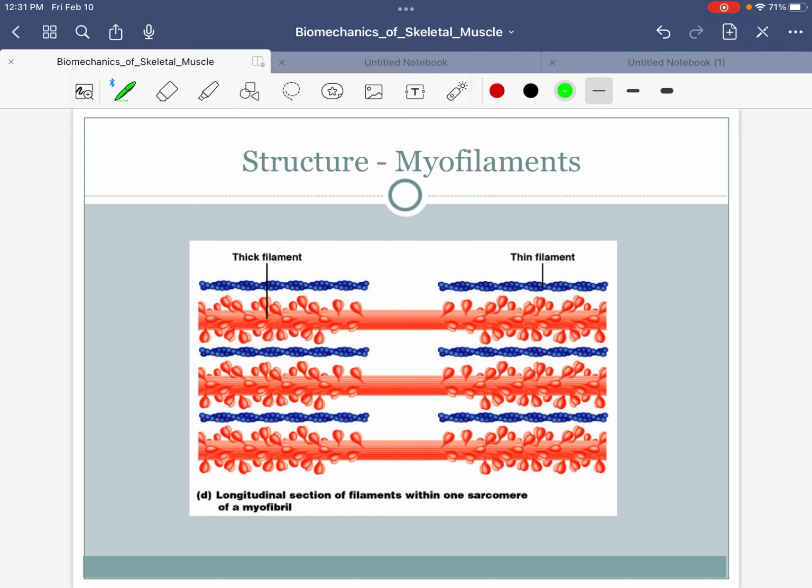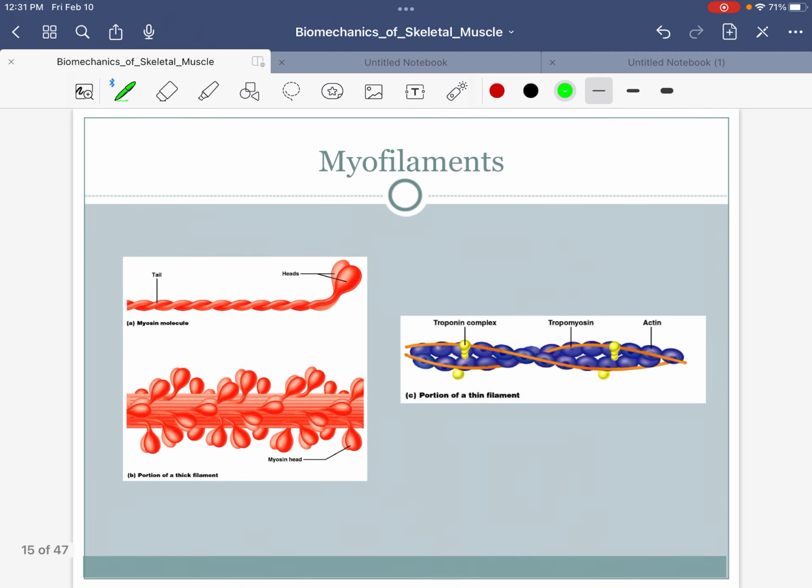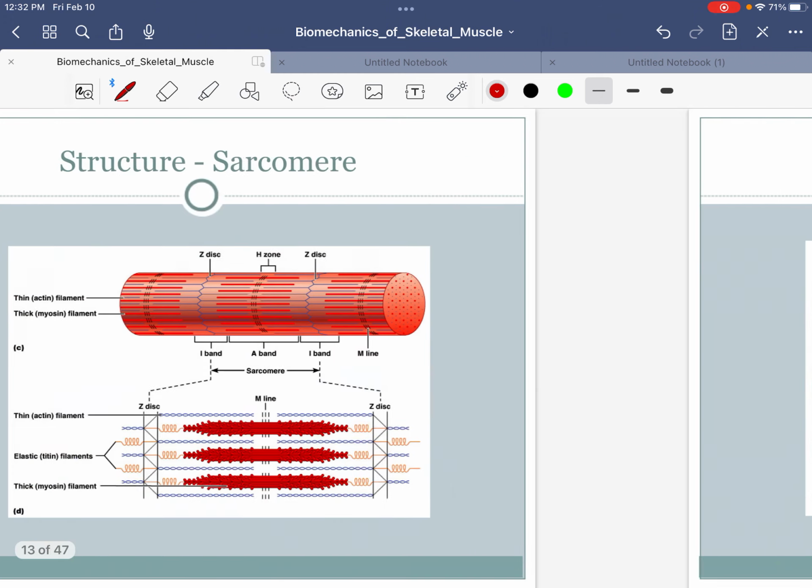We also already reviewed actin and myosin. Actin is the thin, in this case blue. Myosin is the thick, red. Actin has 2 subunits, troponin and tropomyosin. You don't need to know those. Well, actually, just know that troponin and tropomyosin are subunits on actin.